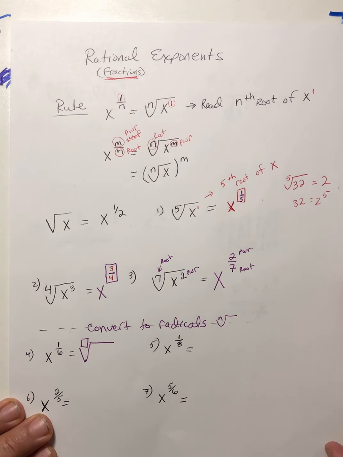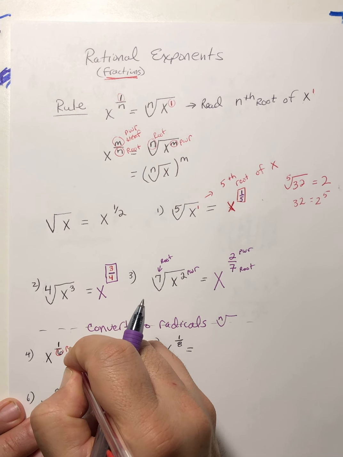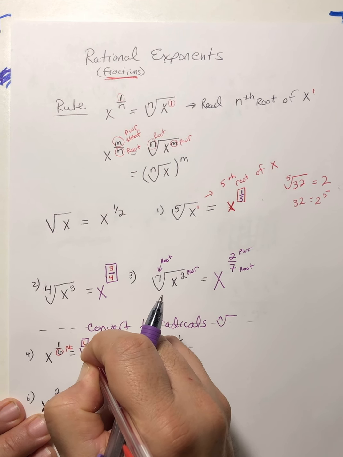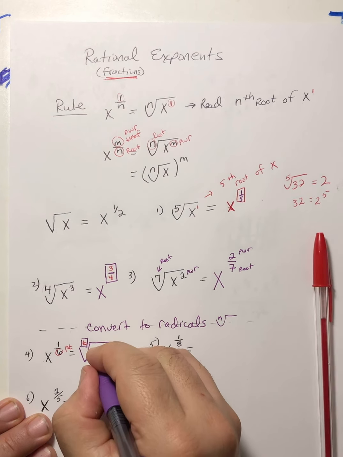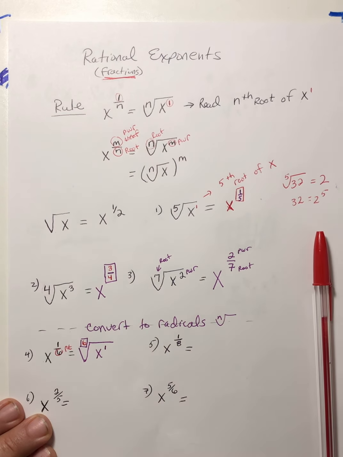Okay? And then, so this is a 6. This is the root. So there's a 6 that goes right there. And then it's x to the power of 1. You can put a 1 there. That's fine. But when you see it on a paper, you're not going to see a 1 there. Okay? But there's nothing wrong with you putting a 1 there.